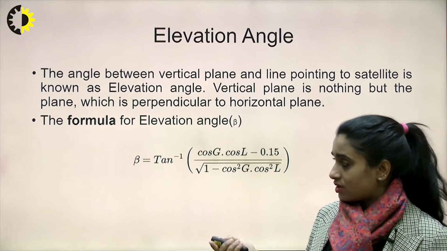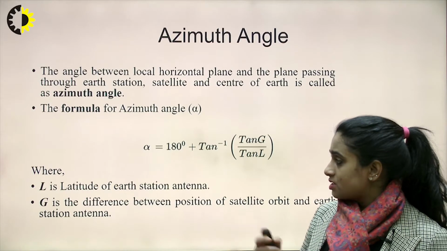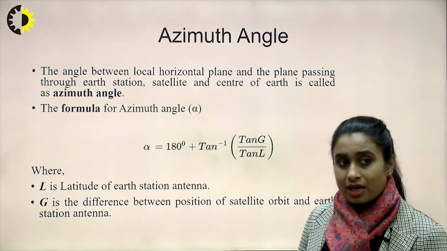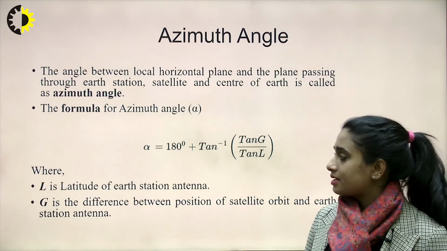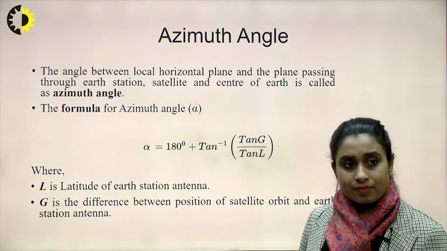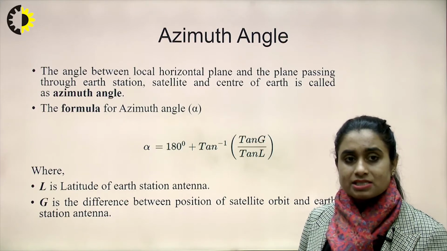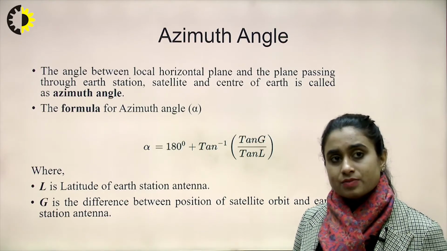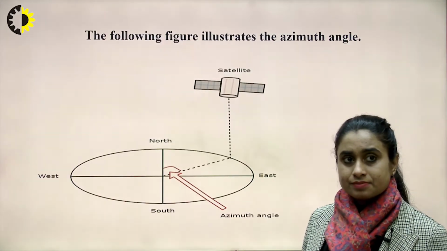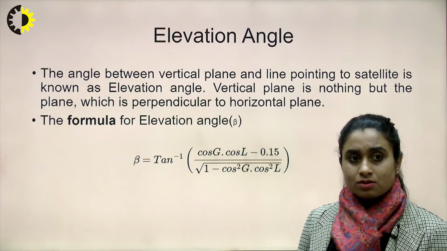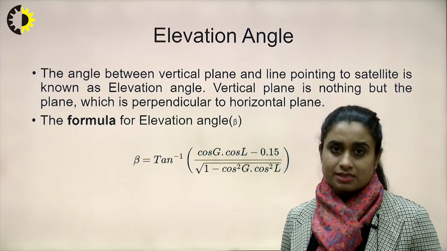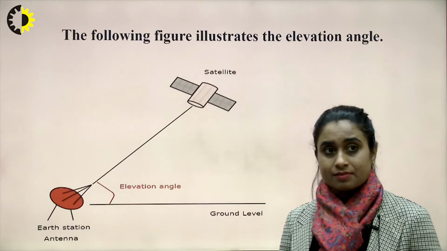Value of g, what are your g and L? G is the difference between position of satellite orbit and earth station antenna, and L is the latitude of earth station antenna. These values remain same, right? L is the same entity, G is the same entity for azimuth angle and elevation angle, right? So using these two formulas we can calculate look angles, that is azimuth angle and elevation angle, right?